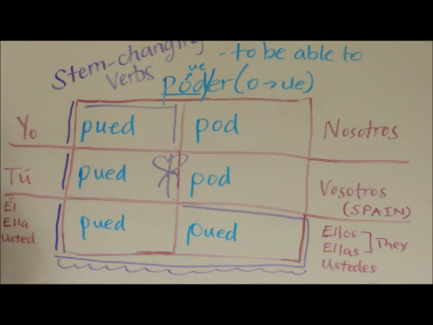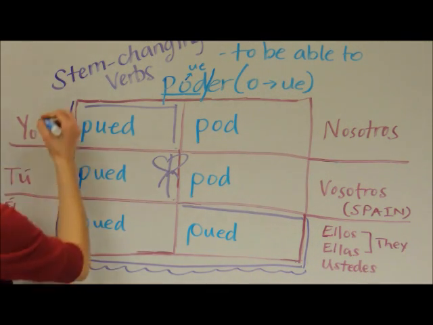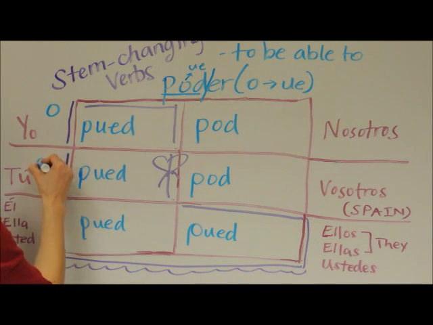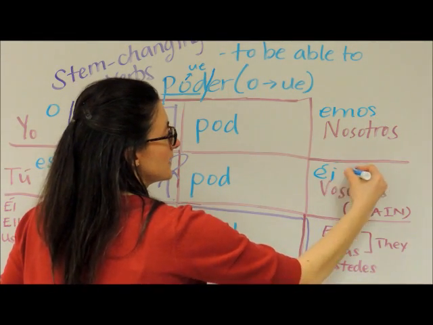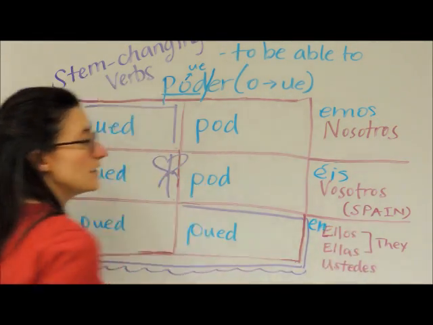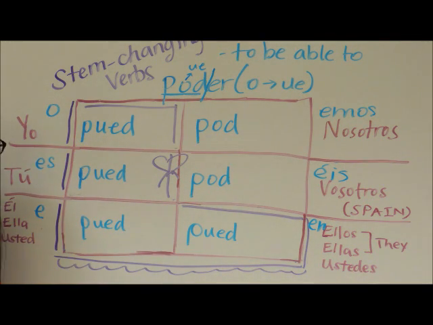For an ER verb, we need our ER endings. So let's go ahead and do those: o, es, e, emos, éis, and en. Again, these are the exact same endings as the AR, except for wherever there's an A, there's an E, right? Okay, so now let's go ahead and smoosh these on.